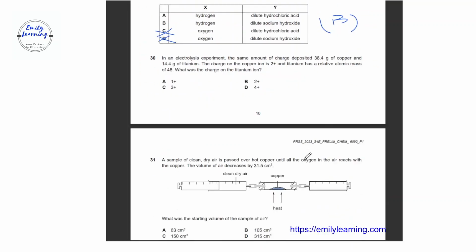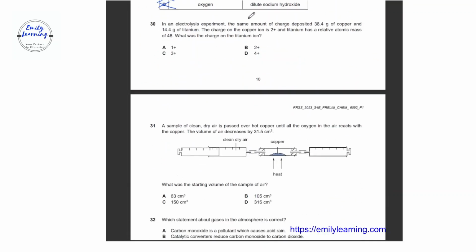Now moving on to question 30. In an electrolysis experiment, the same amount of charge deposited 38.4 grams of copper and 14.4 grams of titanium. The same amount of charge means the same number of moles of electrons. So in other words, you need to find the number of moles of electrons for this question.